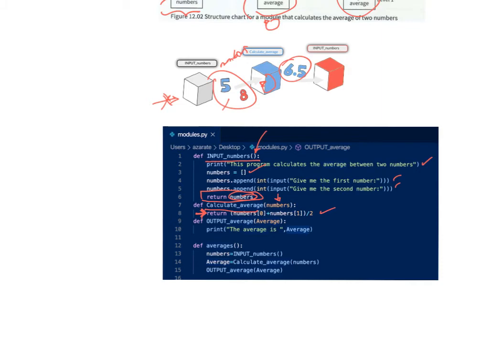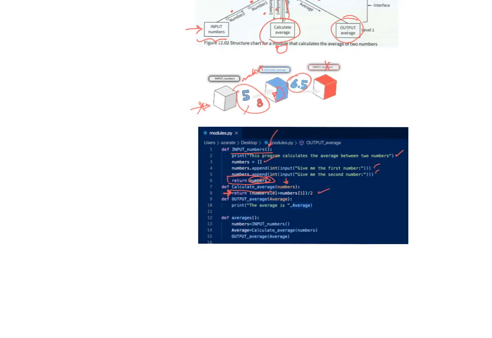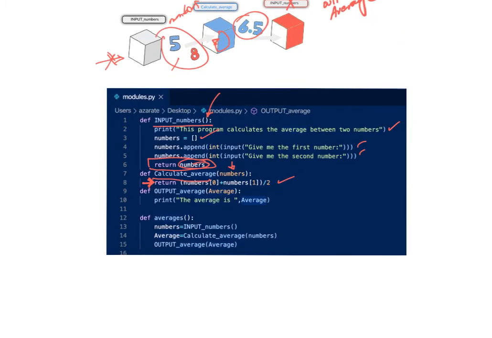And then this module called, there is a mistake here. This is not input numbers, this is output average. This module receives the average as a parameter here, and then just prints that to the user, right?